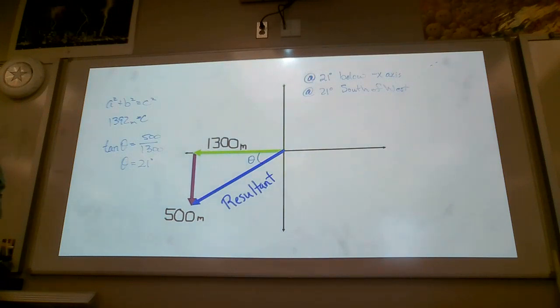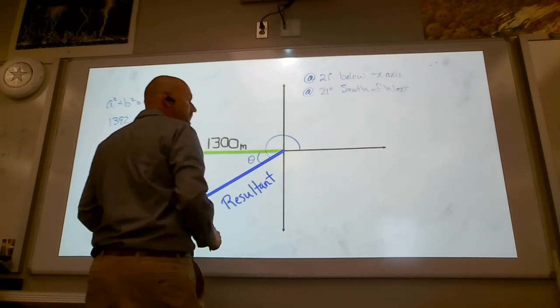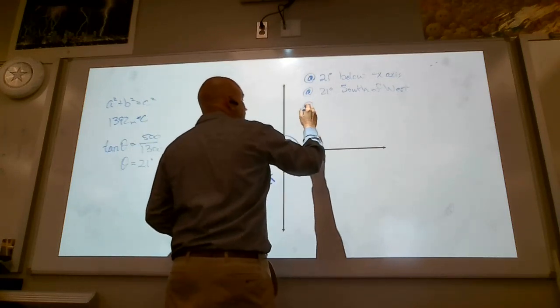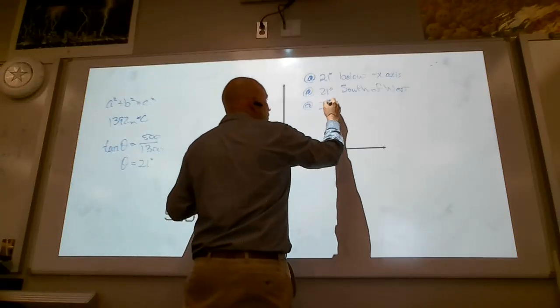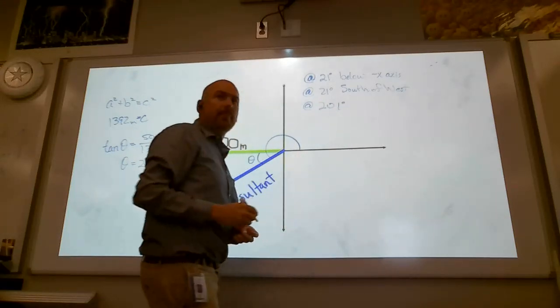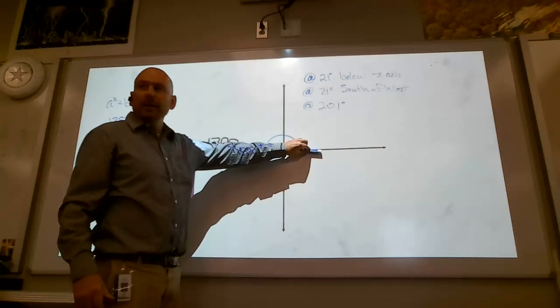You could get mathy and say go at 180 plus 21, so 201 degrees. All of those are valid. Okay. Is that question? Yep, 201 degrees. Because the convention is we start here at 0.